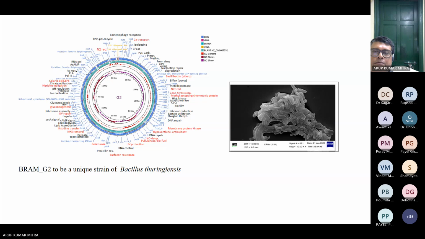The next one was actually a unique pest-killing bacteria, Bacillus thuringiensis. And this was also reported as BRAM G2 from Gongo 3. And apart from the normal DNA, RNA replication, maintenance, transcription, and translation genes, they have a lot of separate genes. And some of these genes are very common. They're very common.